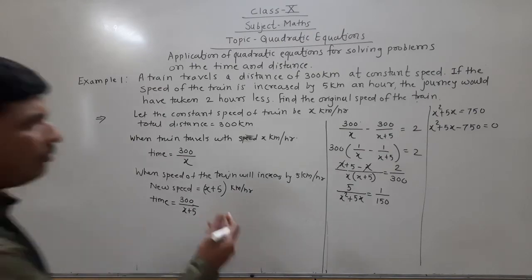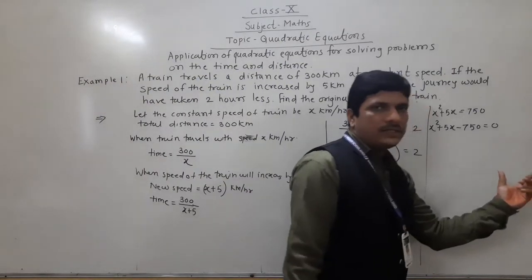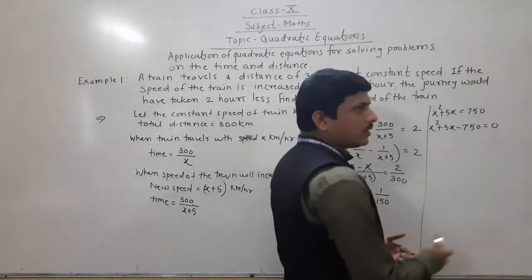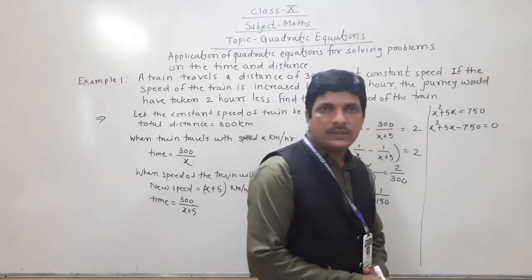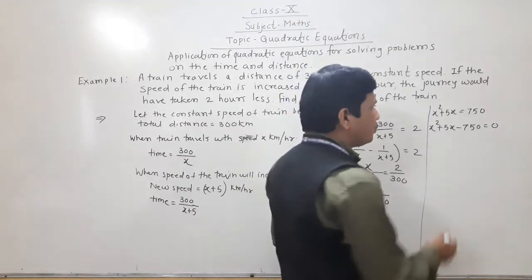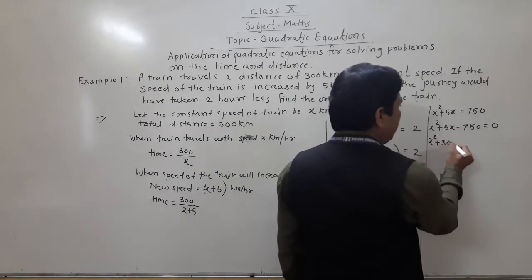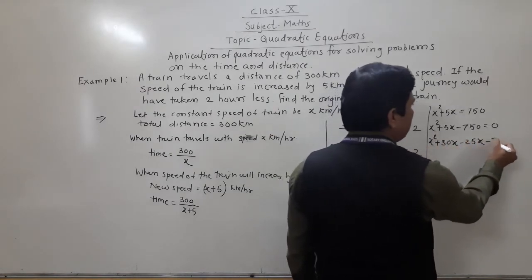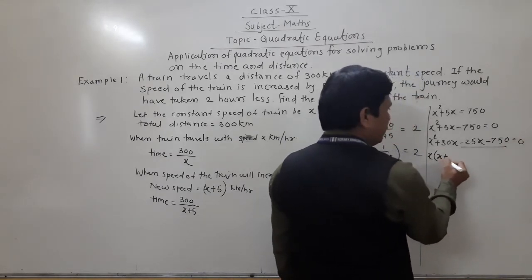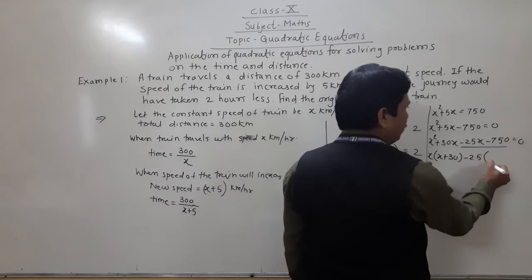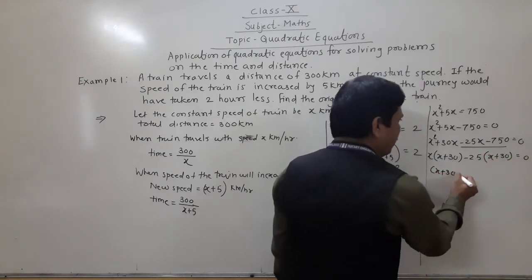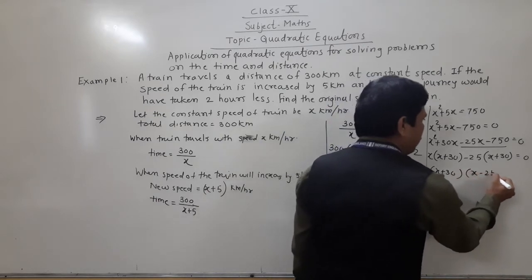Now we will factorize this 750. We need to factorize in such a way that the sum of the factors should get plus 5. The factors are very easy, we can easily get them: 30 and 25. So x square plus 30x minus 25x minus 750 is equal to 0. Here we take x common: x into x plus 30 minus 25 into x plus 30 is equal to 0. So one bracket is x plus 30 and another bracket is x minus 25.